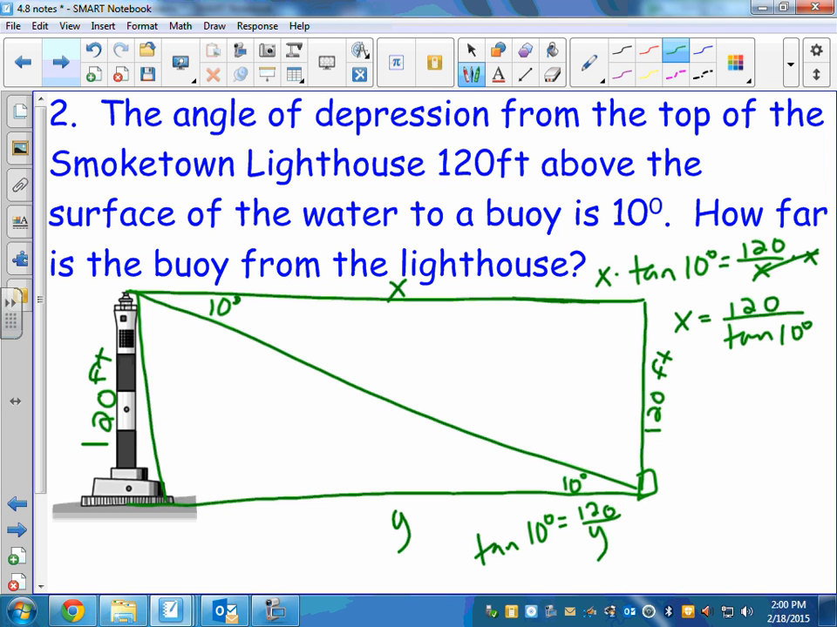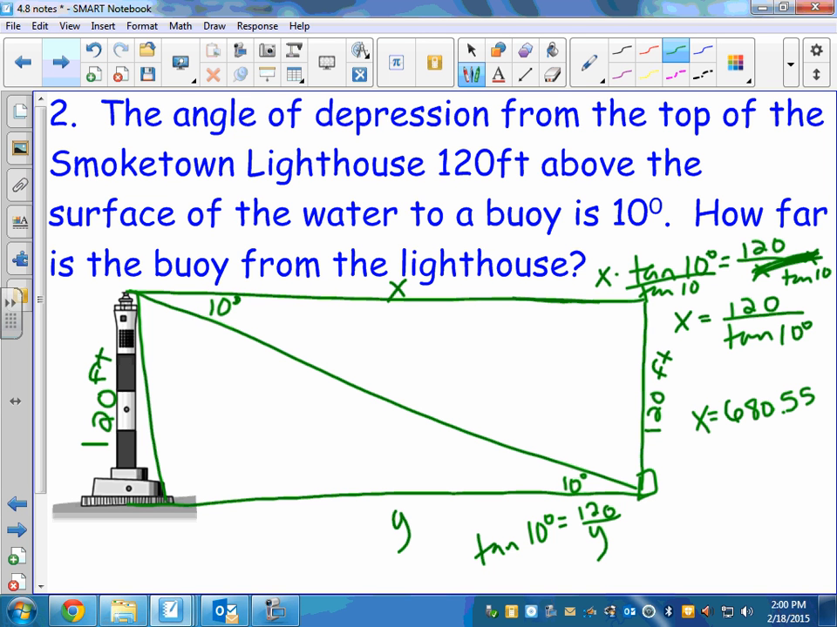What'd you get? 680.55. Yes, that's right. Algebra? Right, I multiply by x, so that cancels this out. Then I divide it by a tangent of 10. And here's a little trick. Every time the x is on the bottom, you'll always end up with the number divided by tangent. Always. Because you multiply the x over and you divide the other thing over.